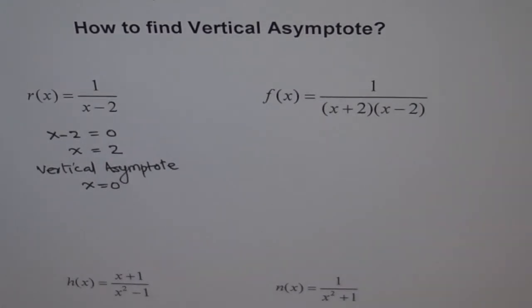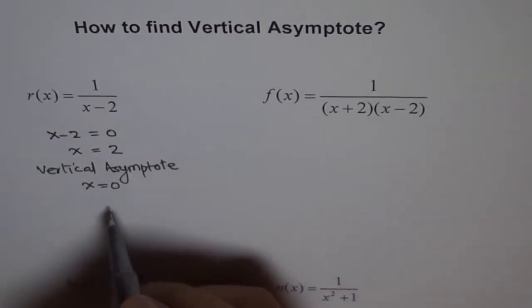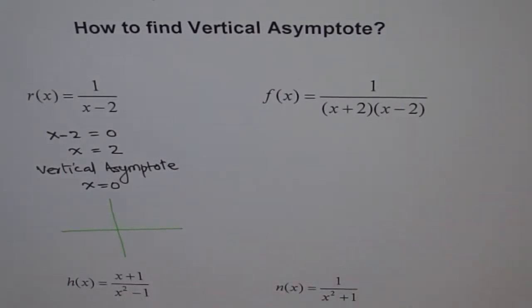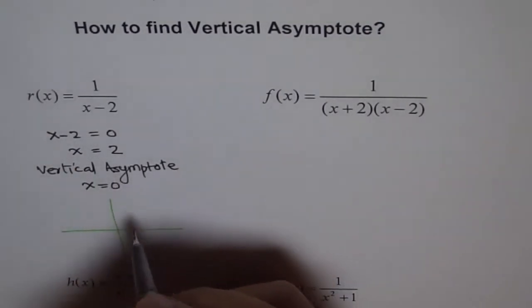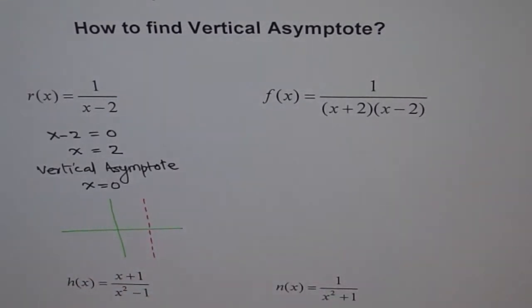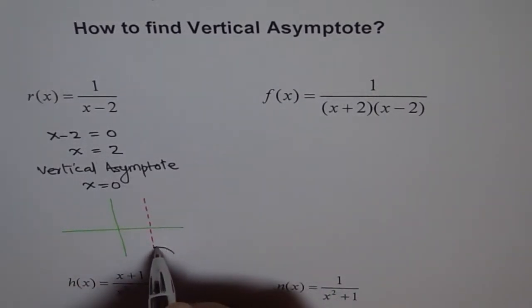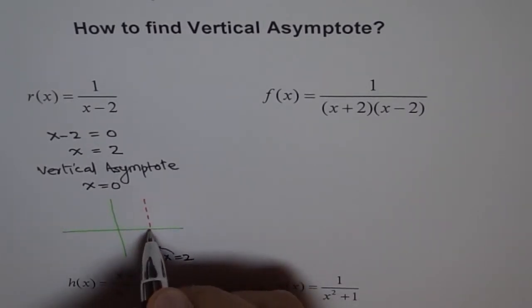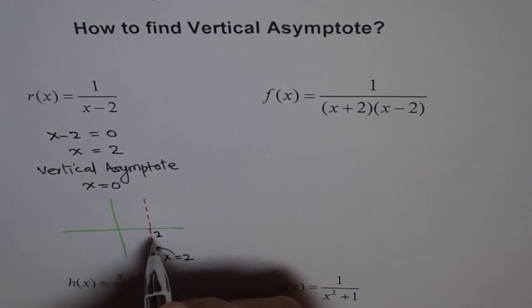If I have to show it on a graph, then it will look something like this. So at x equals 2, we will have a vertical asymptote. We will draw a line like this, and this equation is x equals 2. This point here is 2. Is it okay? This point is 2.